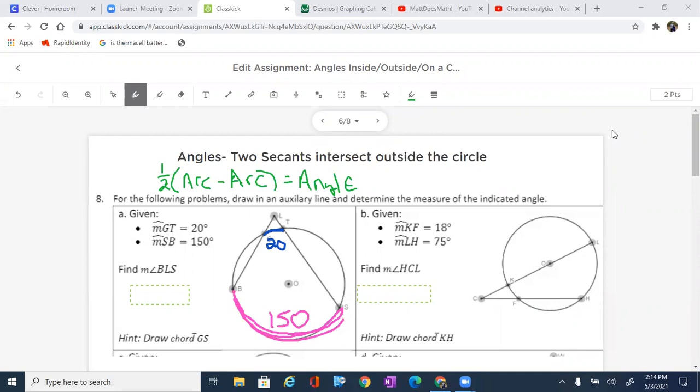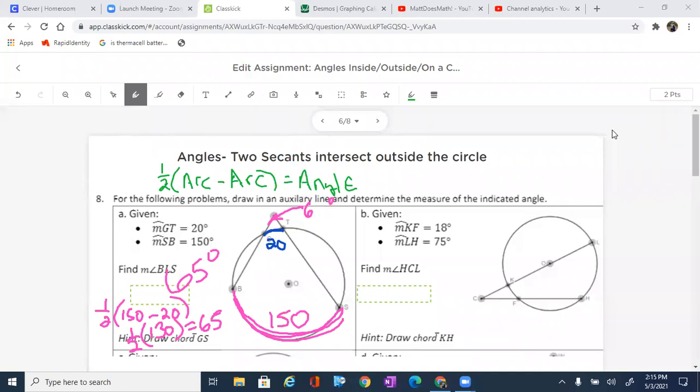So I'm just simply going to say, what is 1/2 of 150, the larger arc, minus 20? Well, 150 minus 20 is 130, and I'm going to take 1/2 of 130, which is 65. So that tells us this angle right there is going to be 65 degrees. I'm just going to write that right there.